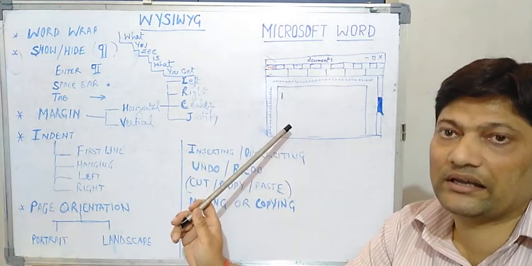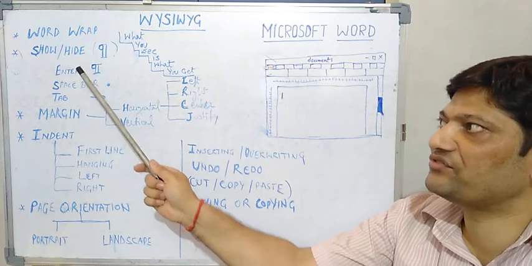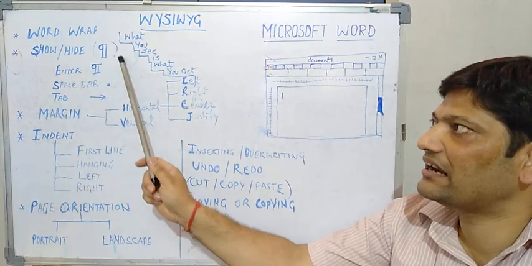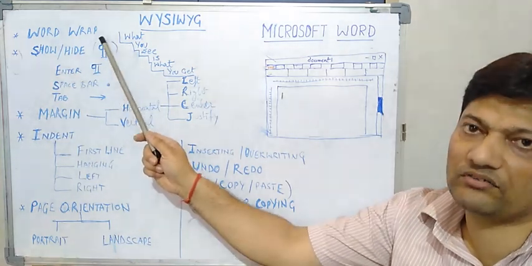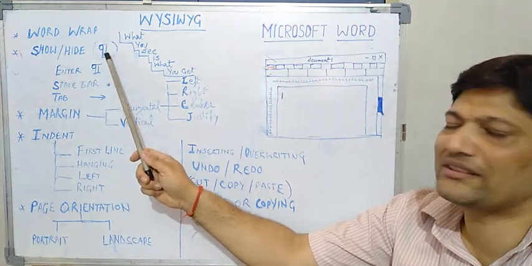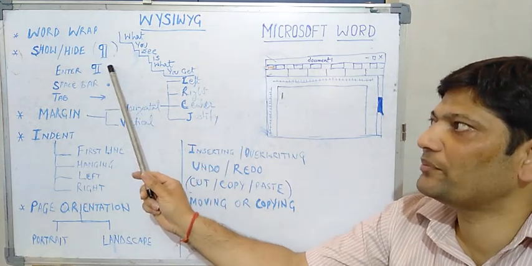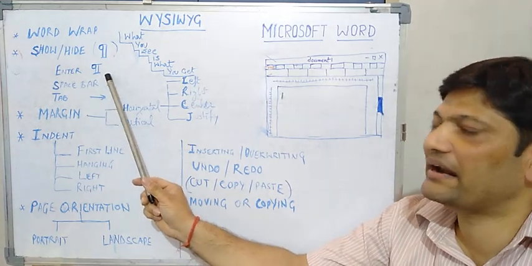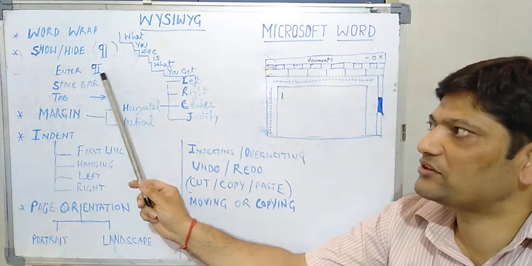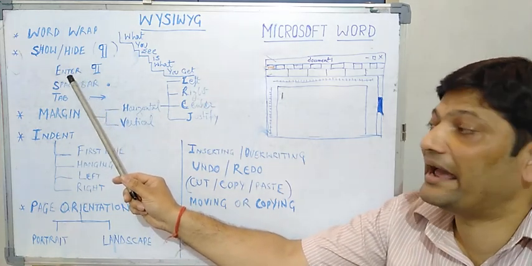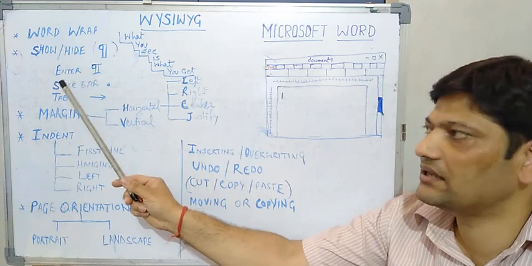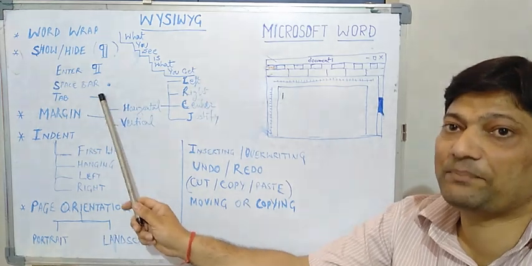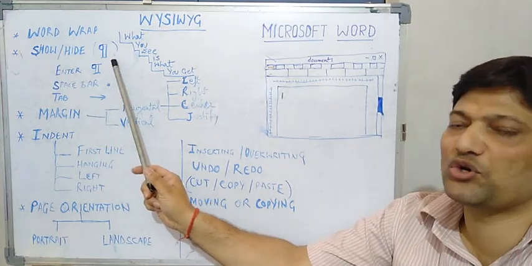But if we are interested to see how many times we have pressed the enter key or spacebar key or tab key, we can click on this show and hide button which is available in the home tab. When you click on this button, you will find that in your document some strange symbols are there. A dot will be there, an arrow will be there, a paragraph mark will be there. So these represent how many times or at what places you have used the enter key, spacebar key or tab key. And whenever you want to make them disappear, again you have to click on the show and hide button.